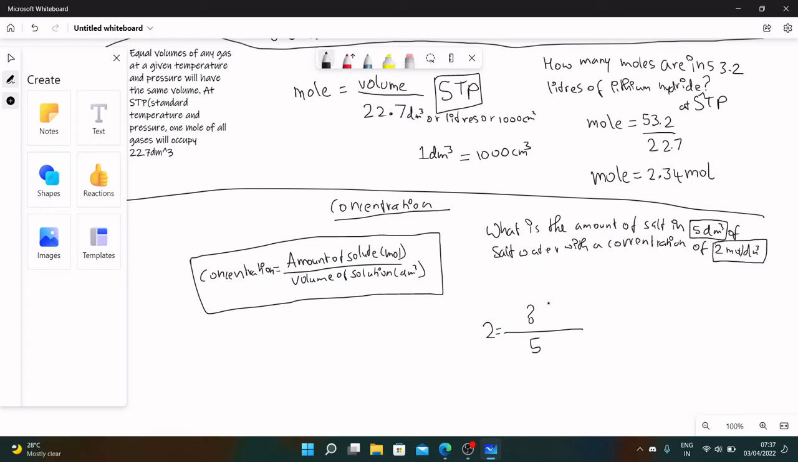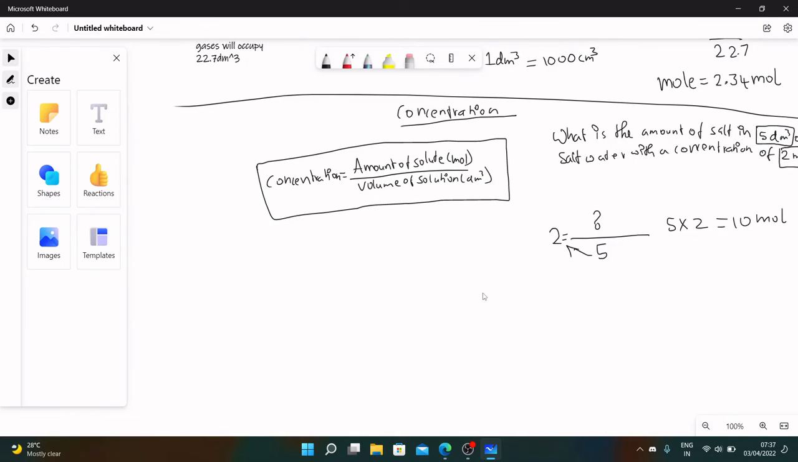To that we need to make our amount of solute the subject, so we'll move 5 to the other side. 5 into 2 equals the amount of solute, and that would give us 10. So our answer is 10 mole. Simple. Let's look at another question.